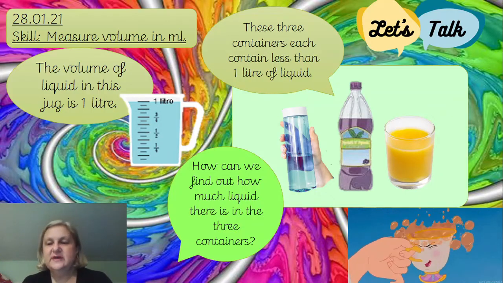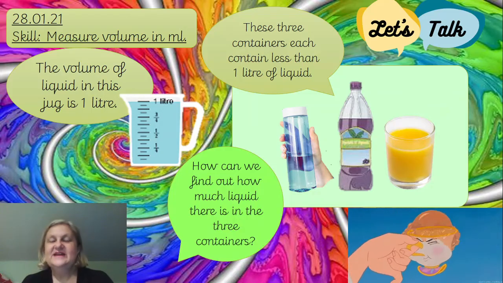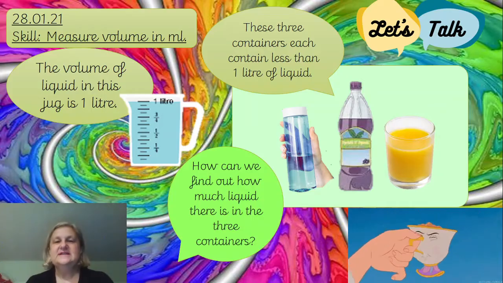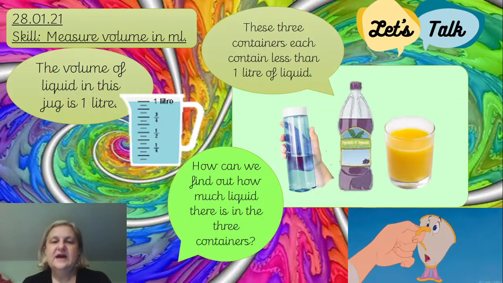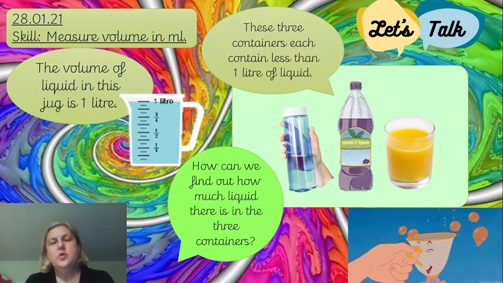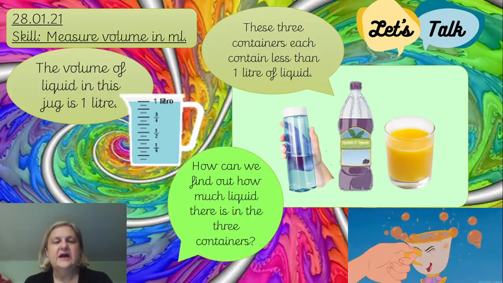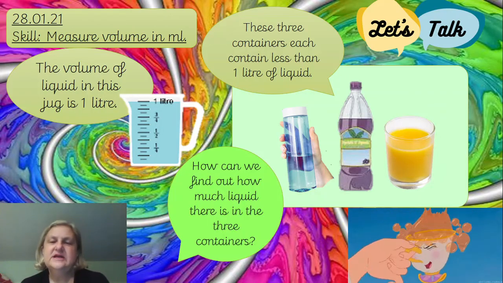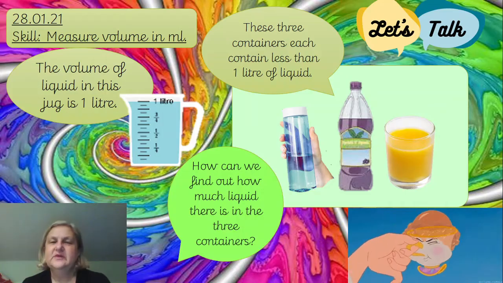Now I want you to talk about this, and you can talk out loud or talk to a grown-up and see if you can work out. So that jug is filled up. So we've got 3 containers, each contain less than 1 litre of liquid. How can we find out how much liquid there is in the 3 containers? Now have a little think, have a little problem solve there. How could you work out how much liquid is in there? Is there a way of doing that? Okay, what would you need in order to work out how much liquid there is in there?